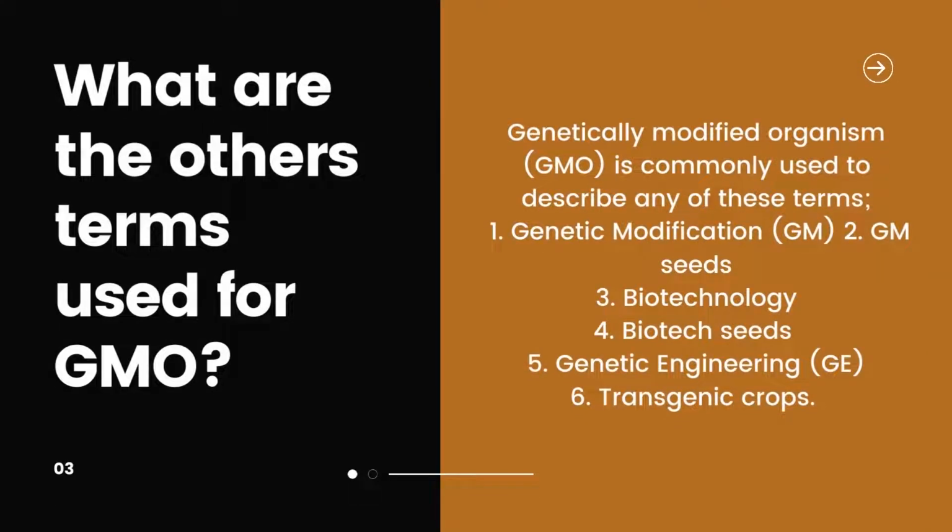Genetically modified organism is commonly used to describe any of these terms and vice versa: genetic modification, GM seeds, biotechnology, biotech seeds, genetic engineering, and transgenic crops.